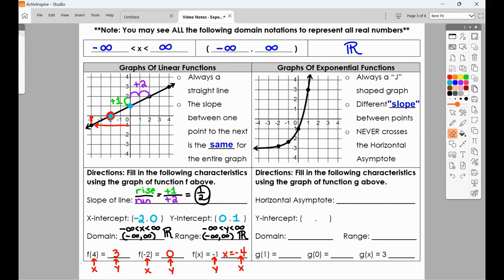We never cross the horizontal asymptote here. And as a reminder, last class we learned about the horizontal asymptote. It's a do not cross line, and it's going to be just below our graph here.